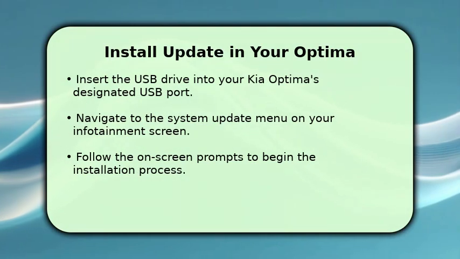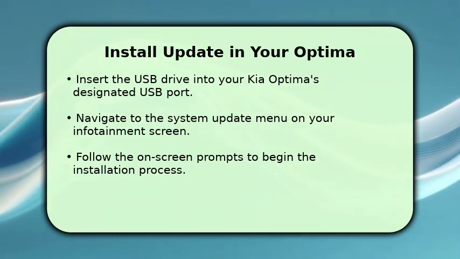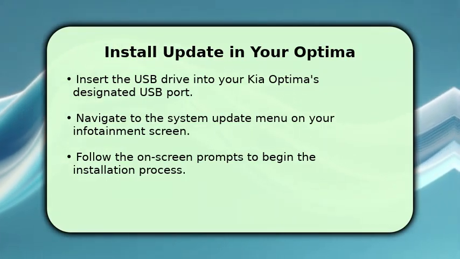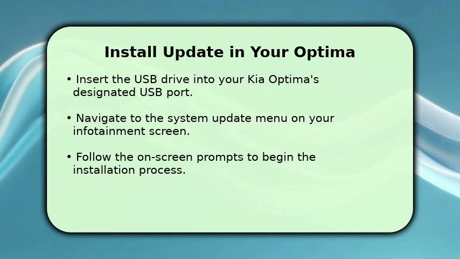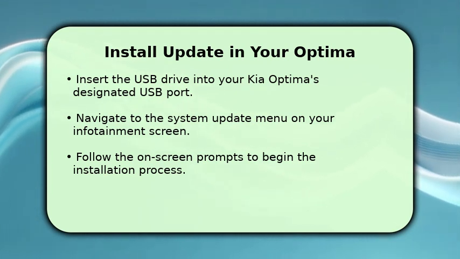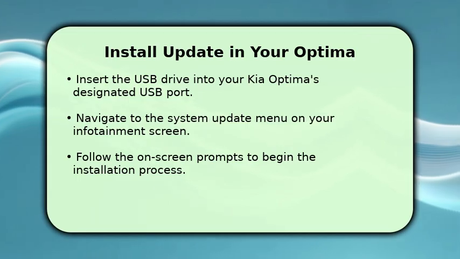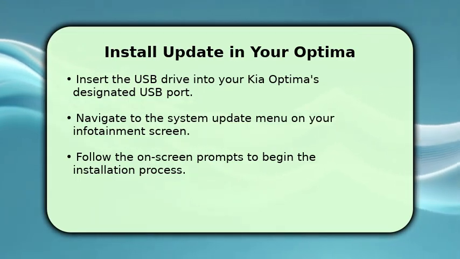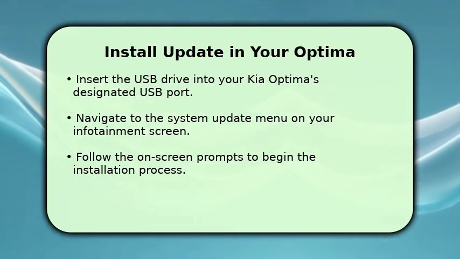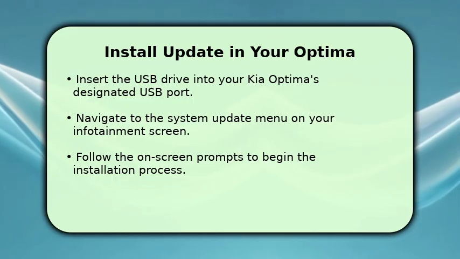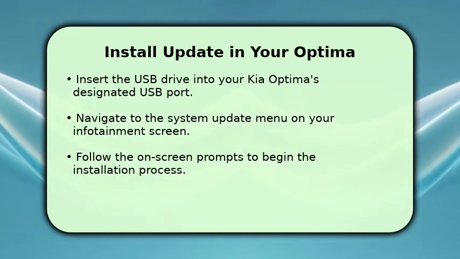Now it's time to install the update in your Kia Optima. Insert the USB drive containing the update files into your vehicle's designated USB port. On your infotainment screen, navigate to the System Update menu. You will then see on-screen prompts guiding you through the installation. The process typically takes about 30 to 60 minutes, so please be patient and do not turn off the engine.